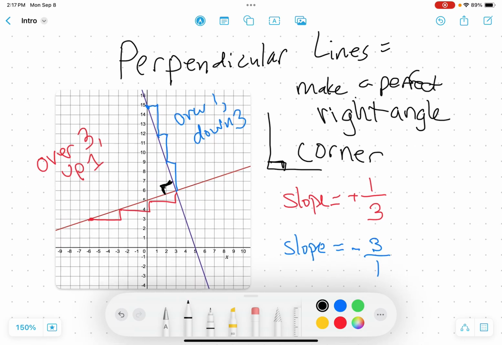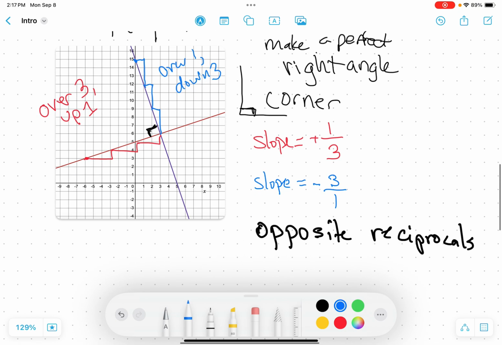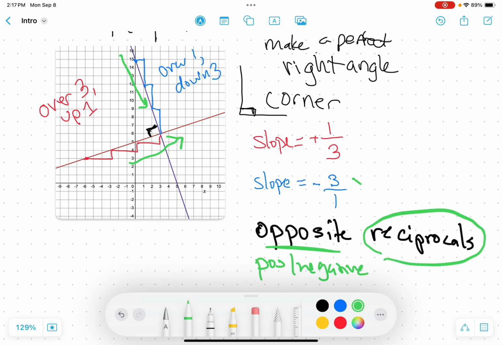So the key word to write down here is going to be a new word you haven't heard before. These slopes are opposite reciprocals. So what does that mean? Opposite means if one is positive, the other one is negative. They're always going to switch. So we have one downhill line and one uphill line. And reciprocal is when we flip the rise and the run.